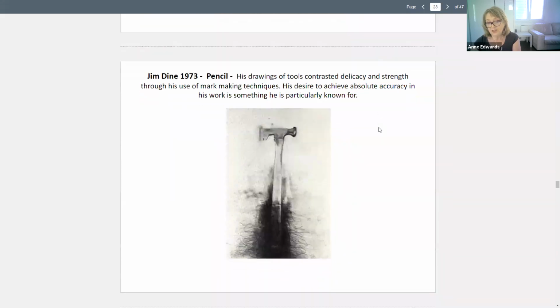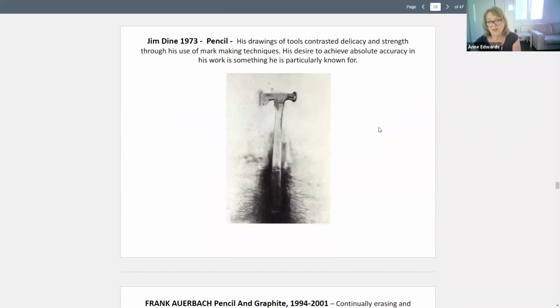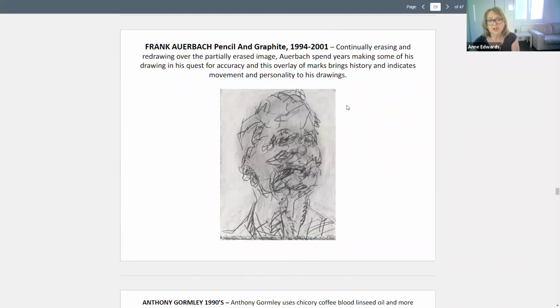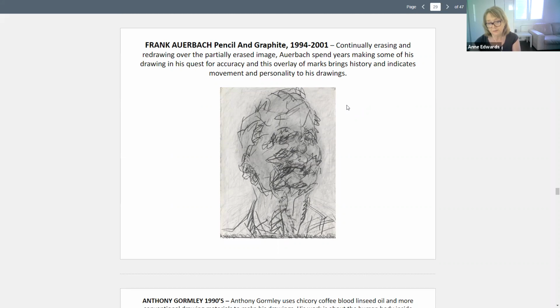Jim Dine, very expressive pencil mark. His desire to achieve absolute accuracy in his work was something he was particularly known for, and he has a collection of drawings of different tools. Frank Auerbach, continually erasing and redrawing over the partially erased image. He spent years making some of his drawings, in a quest for accuracy. And this overlay of marks brings history to the drawing and indicates movement and personality.